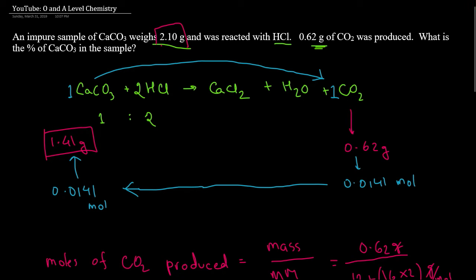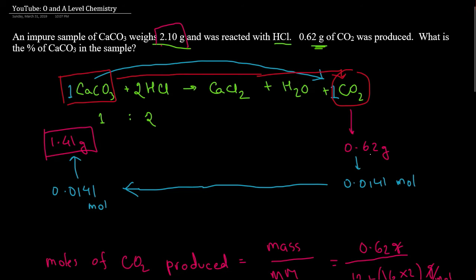So one thing that I'd like to mention is why this method works. The idea is that the other impurities in the sample will not be producing any carbon dioxide. The idea is only the calcium carbonate in the sample reacts with HCl to produce the CO2. The other impurities in the sample are not going to produce CO2.